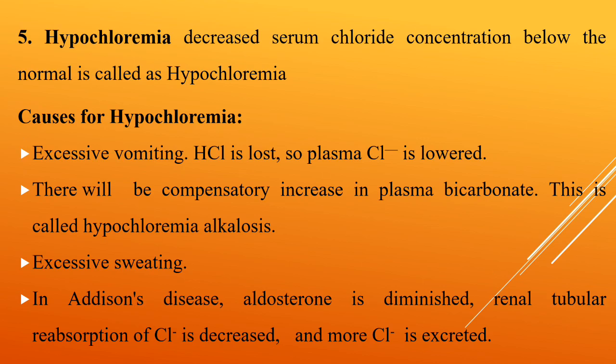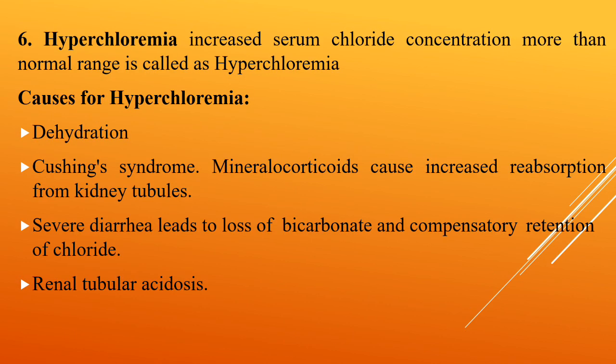The last one, hypochloremia, is decreased serum chloride concentration below the normal. Causes for hypochloremia are excessive vomiting, in which hydrochloric acid is lost, so plasma chloride is lowered and there is a compensatory increase in plasma bicarbonate. This is called hypochloremic alkalosis. Also excessive sweating, and in Addison disease aldosterone is decreased, renal tubular reabsorption of chloride is decreased, and more chloride is excreted.